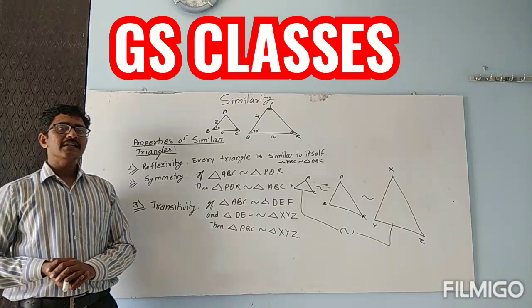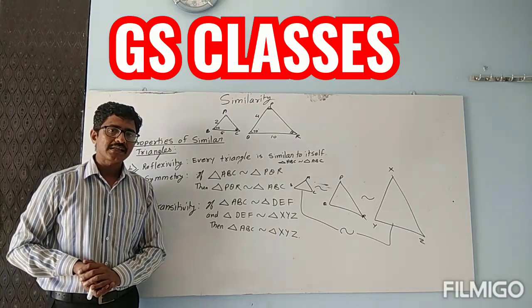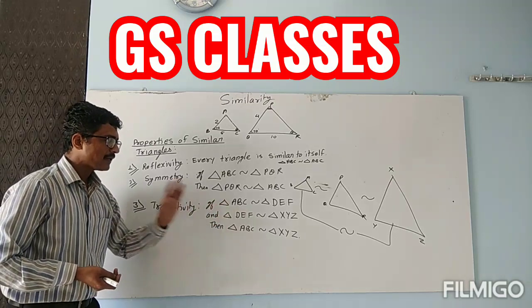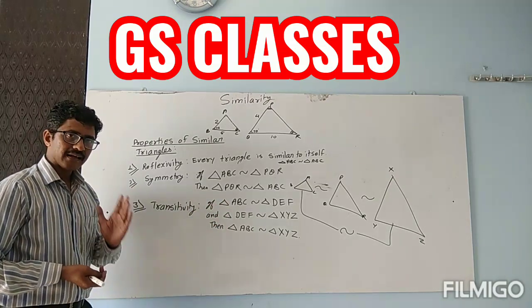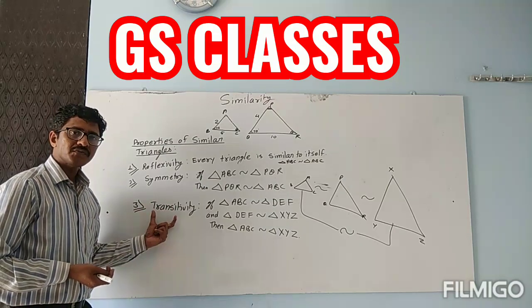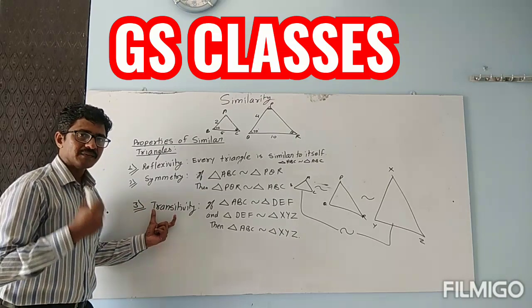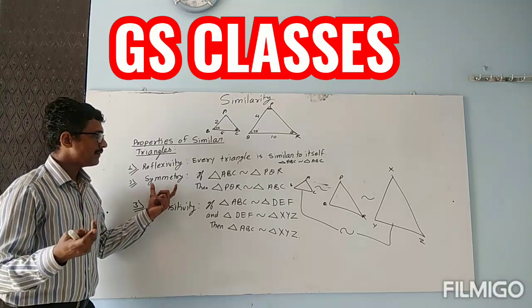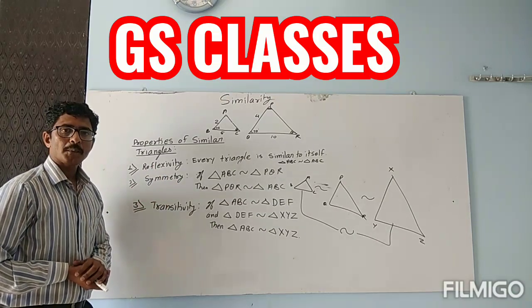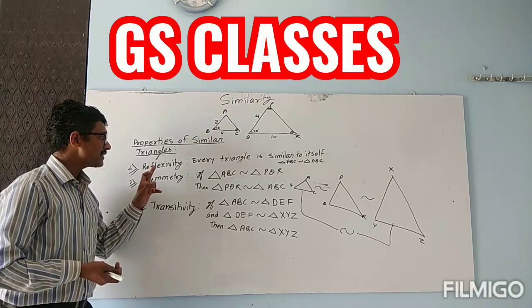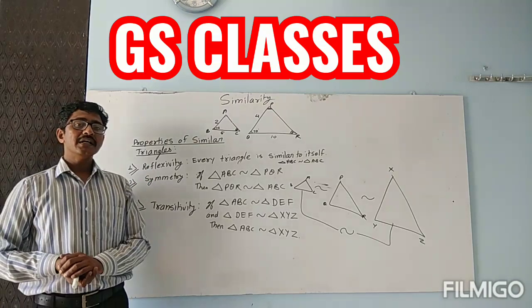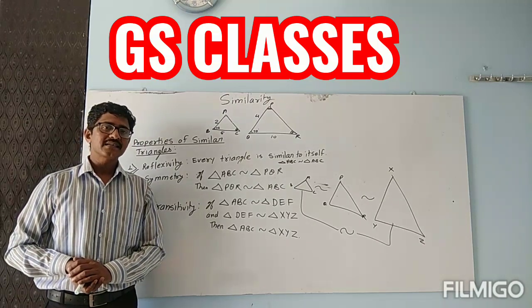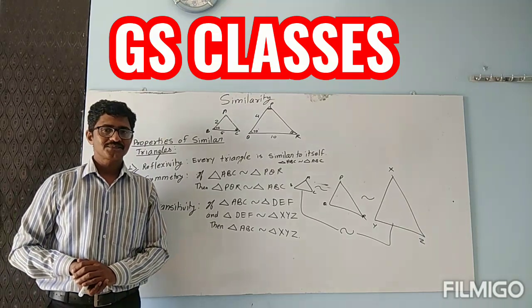In the numericals, children, whenever we are using these properties, you have to mention them. For example, whenever we use this property, we will say property of transitivity. For this, property of symmetry. And for this one, property of reflexivity. So, children, let's start with the numericals.